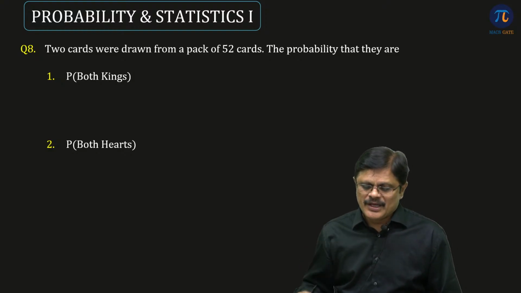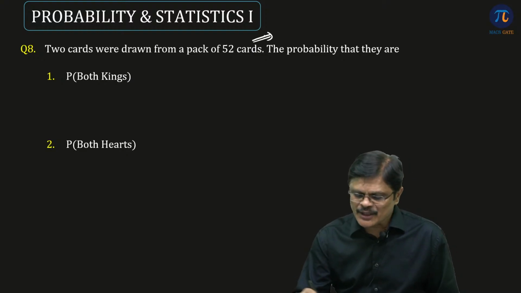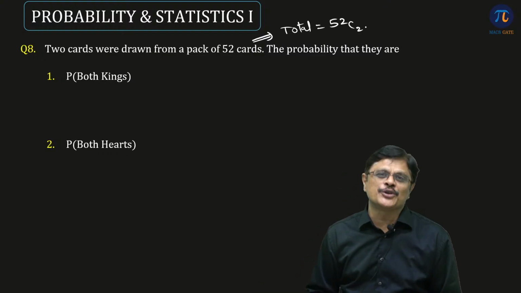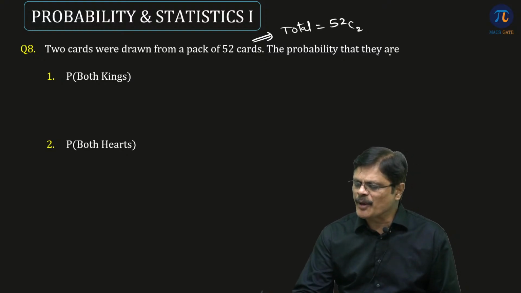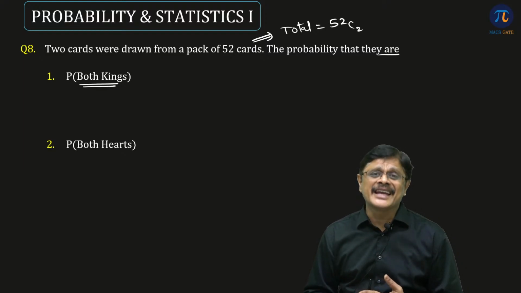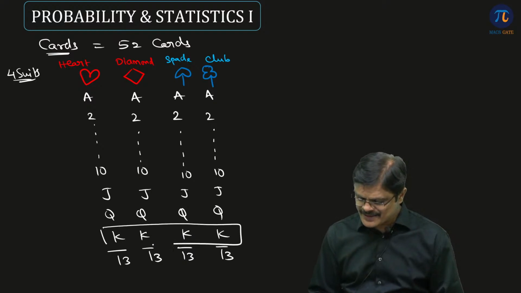Now here, 2 cards are drawn from a pack of 52 cards. So first of all, how can you select 2 cards from a pack of 52 cards, sir? We can select 2 cards in 52 C2 ways. Now the question is, what is the probability that they are both kings? The 2 selected cards are kings. Now tell me how many kings are there? We are having 4 kings.